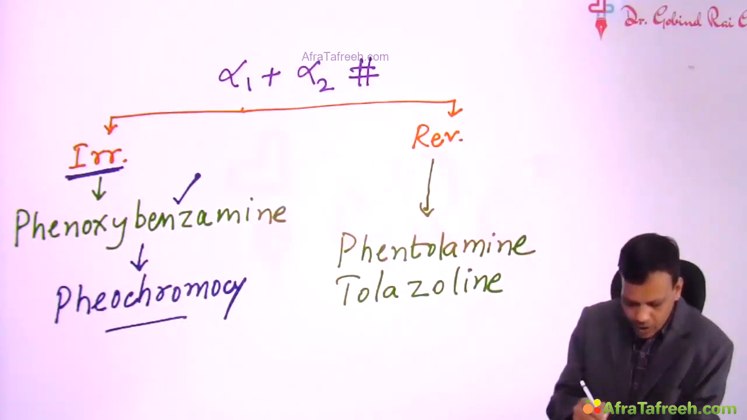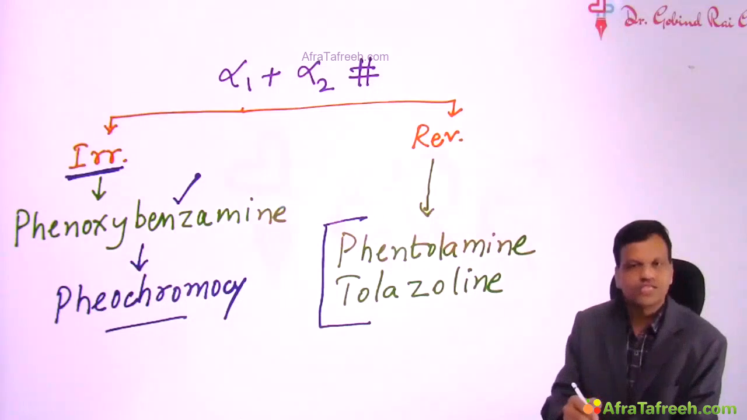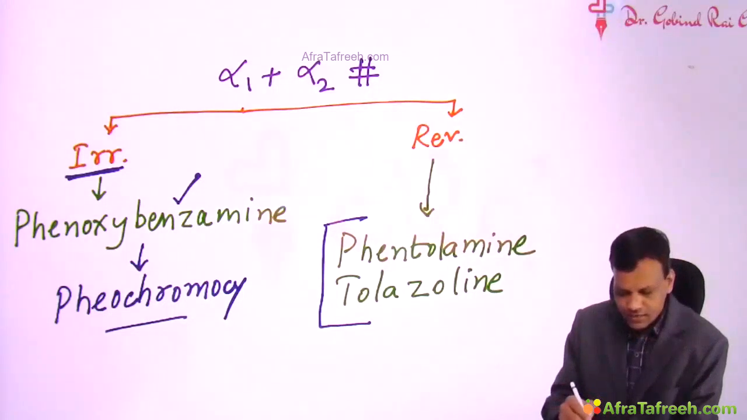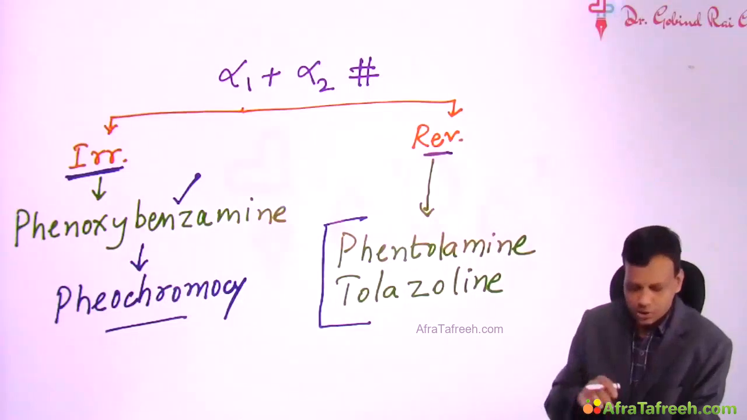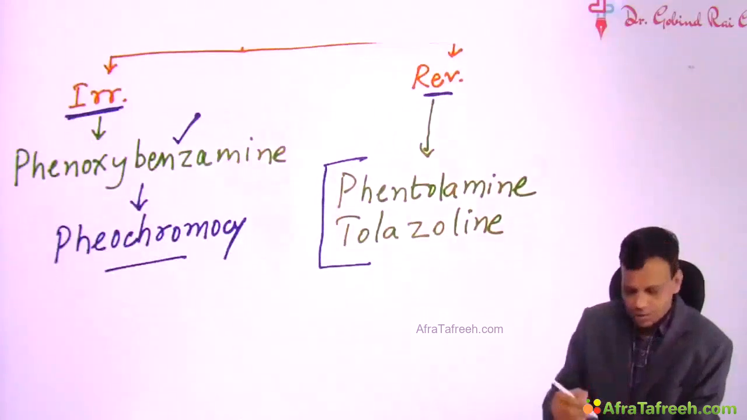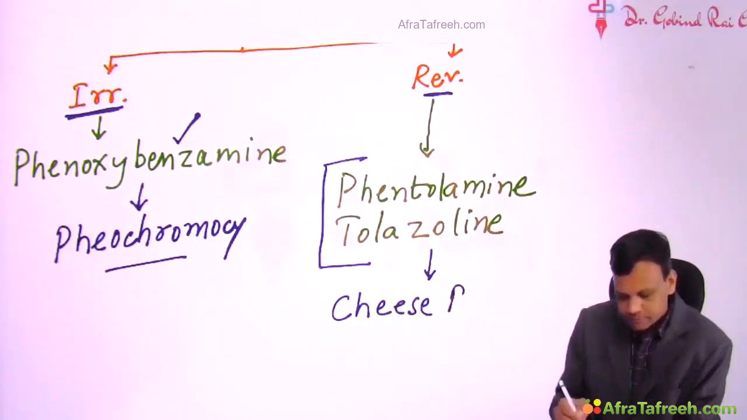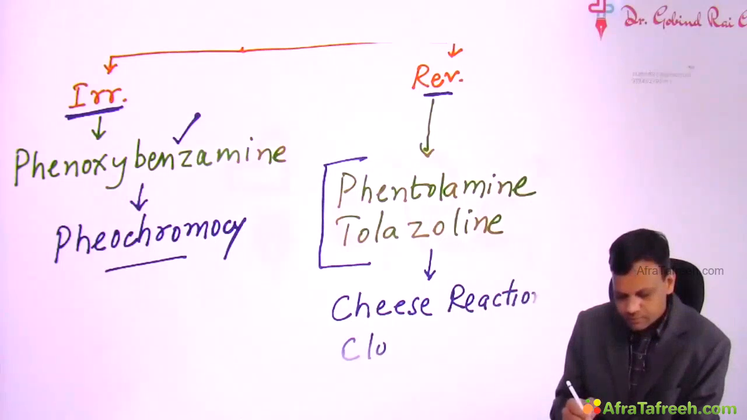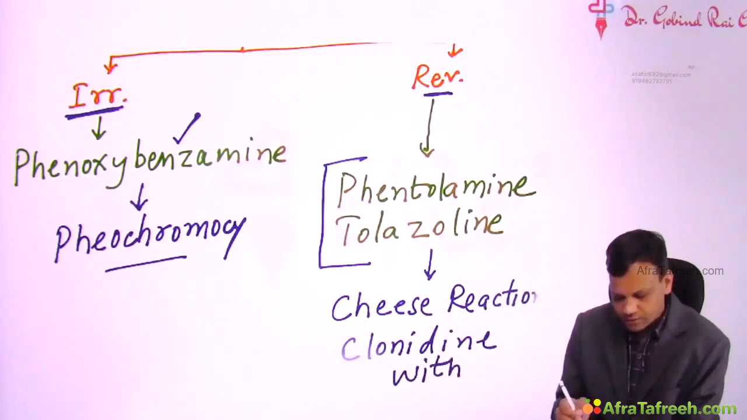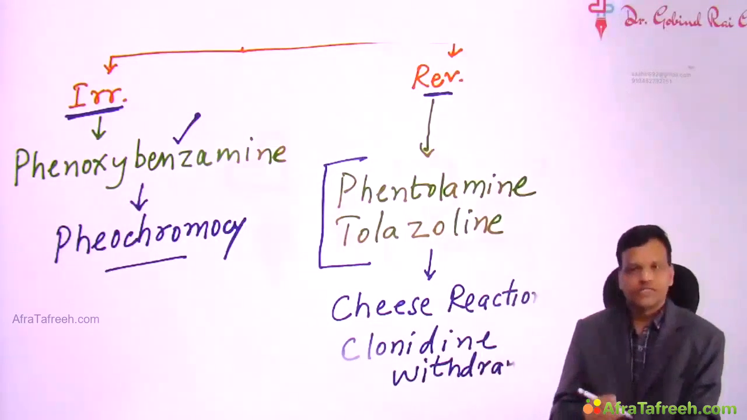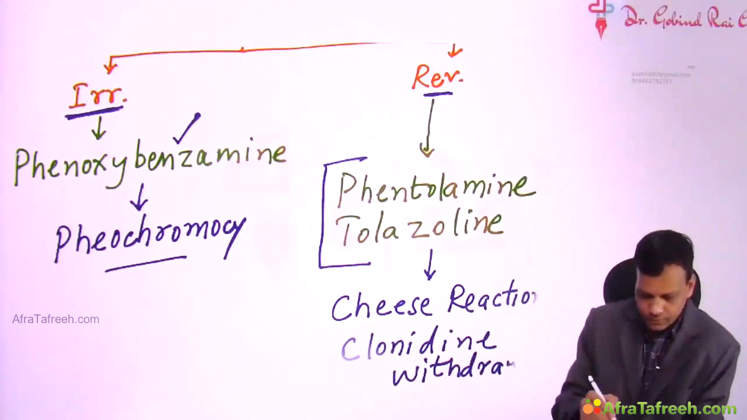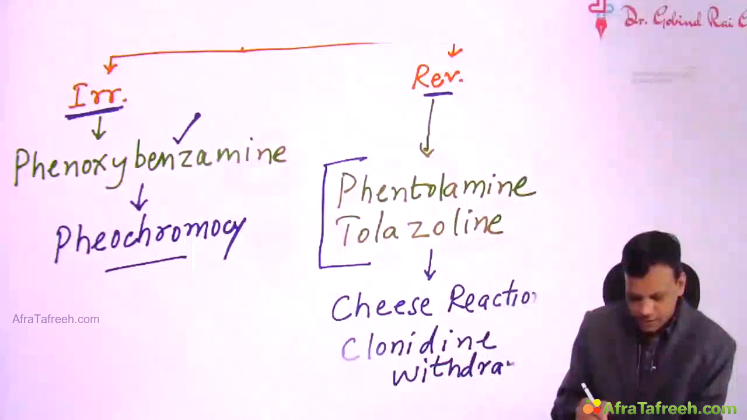On the other hand, phentolamine and tolazoline are also used for severe hypertension, but they are reversible, so they are short acting. So they are used for short term conditions to control severe hypertension, and these conditions are cheese reaction and clonidine withdrawal. We'll discuss these one by one, starting with cheese reaction.